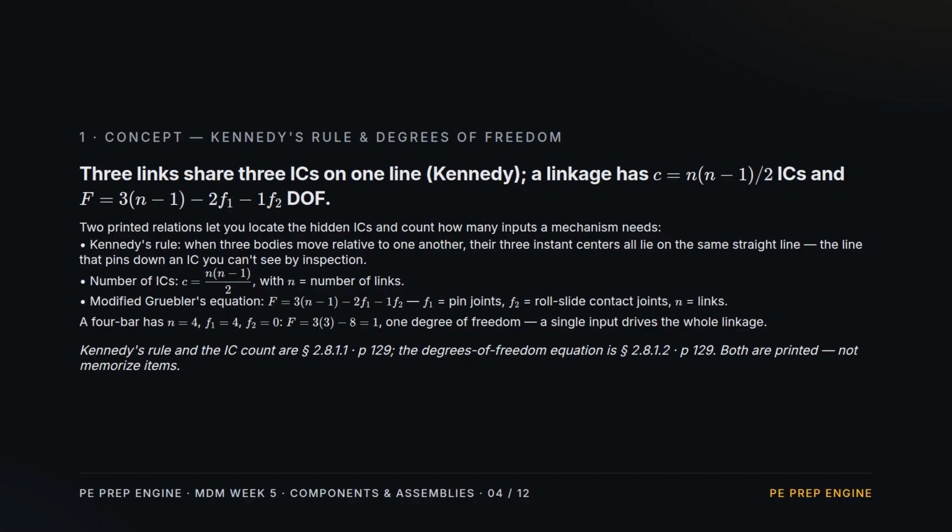Concept 3. Locating instant centers and counting freedom. Kennedy's rule says any 3 bodies share 3 instant centers that all fall on one straight line. That line locates an instant center you can't spot directly. The number of instant centers is n times n-1 over 2. And the modified Grubler equation gives degrees of freedom from the link and joint counts. Pin joints remove 2 each. Roll slide joints remove 1. A 4-bar works out to a single degree of freedom.